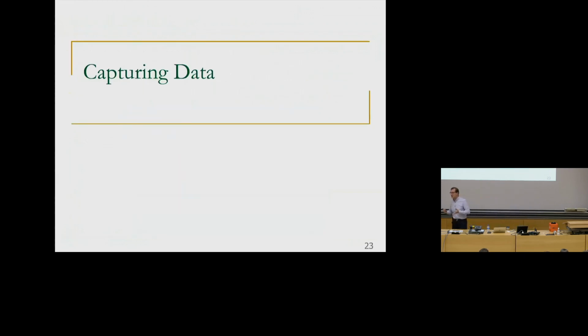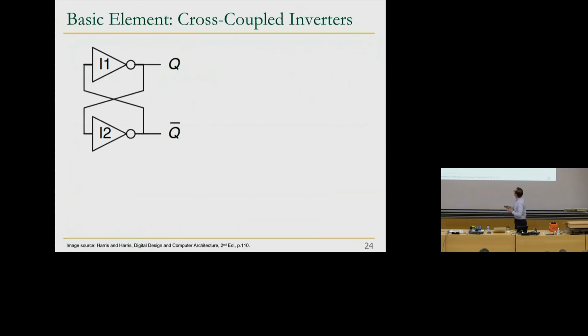And the simplest thing that you can capture data with, at least in CMOS that we've discussed, and I'm sure somebody may come up with some other design, but this is the simplest thing that works reliably, is the cross-coupled inverter I told you about earlier. This is an inverter, and this is another inverter, two inverters, I1 and I2. You connect the output of this inverter to the input of the other, and the output of that one to the input of this one. We'll call this Q, and this Q bar.